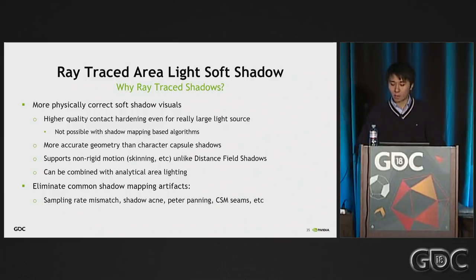And the other really common solution is capsule shadows. That's pretty common for character shadows. Compared with that, we're actually tracing rays against the actual geometry, so we should have much finer geometry details than capsule shadows.